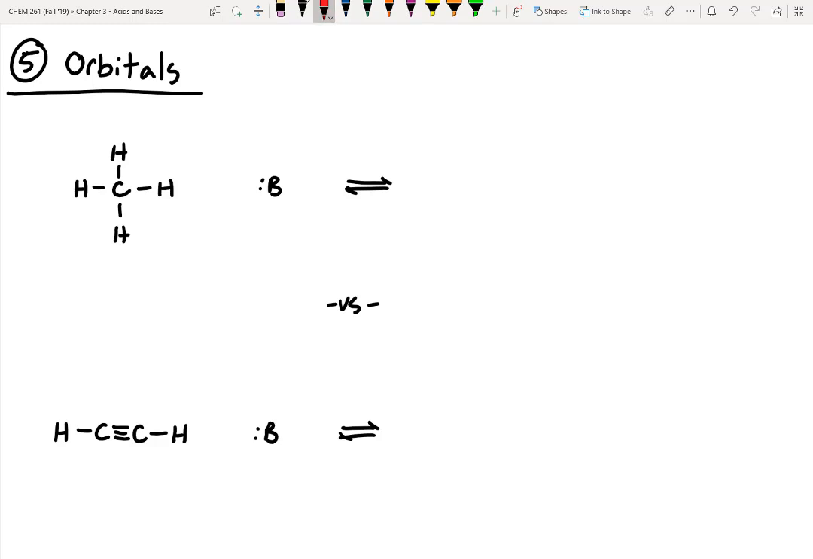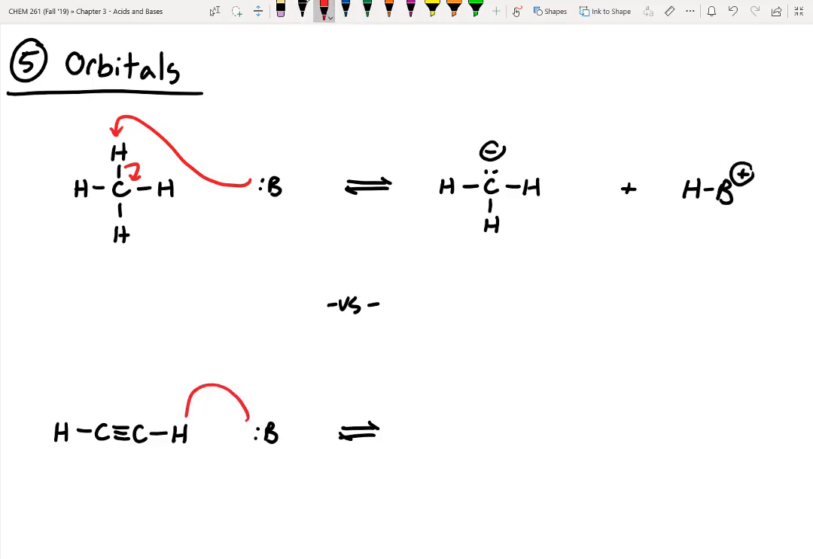So in either of these, we can say, all right, we've got protons we could theoretically rip off. Make a conjugate base. Versus this one on the bottom. Again, doesn't matter which proton you choose to abstract or deprotonate.